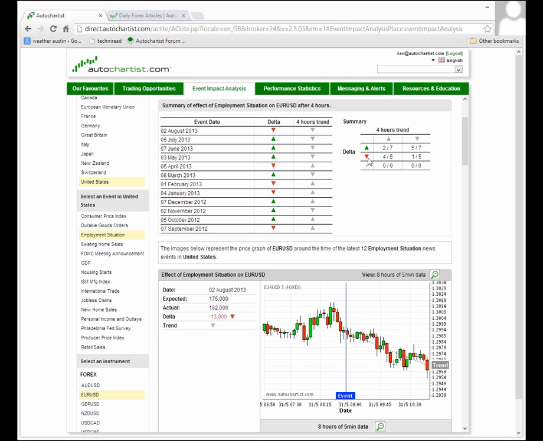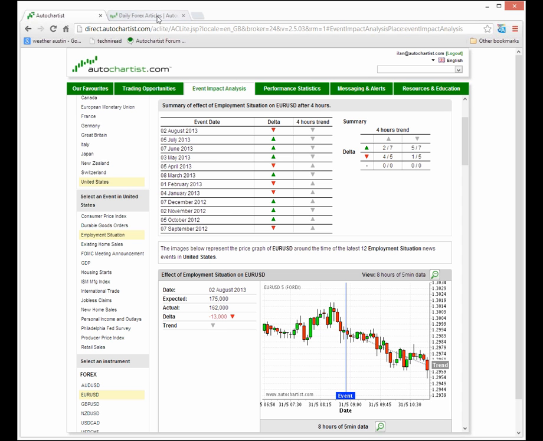Now, you may be asking, what is this delta? When it comes to news releases, there's an expected figure and an actual figure. So delta is just the difference between the expected and the actual. That means on the 2nd of August release, the actual was lower than the expected. And then there's the 4-hourly trend. And then there's a summary table. We should rename that summary of summary.